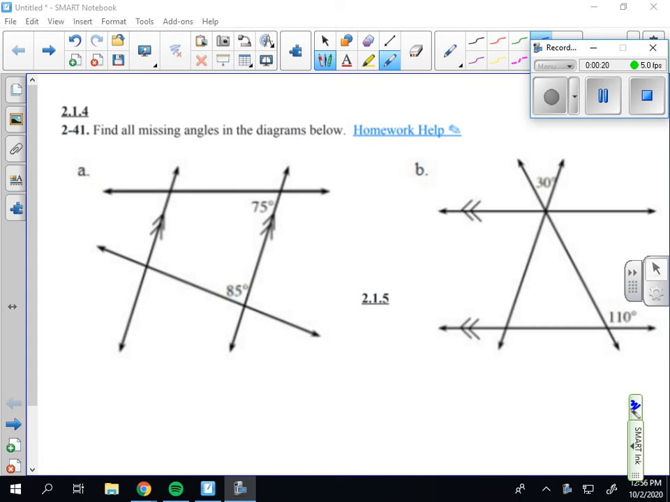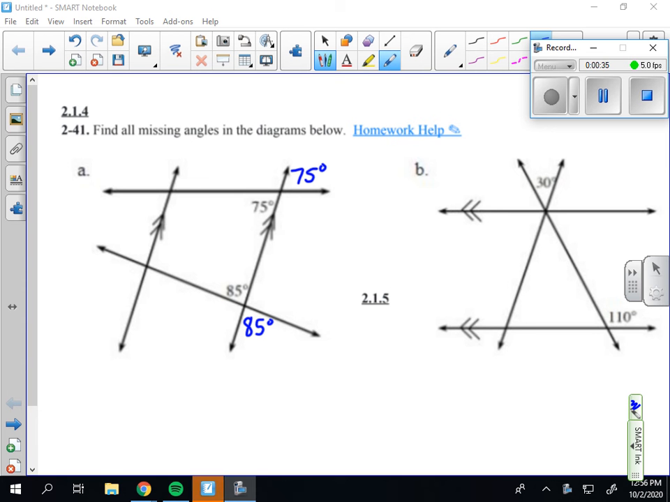And I know that vertical angles are always equal, so here's a vertical angle to 85 because it's opposite and it's made with the same two lines. Here's a vertical angle for 75. And then maybe I'll find the straight angle pairs.